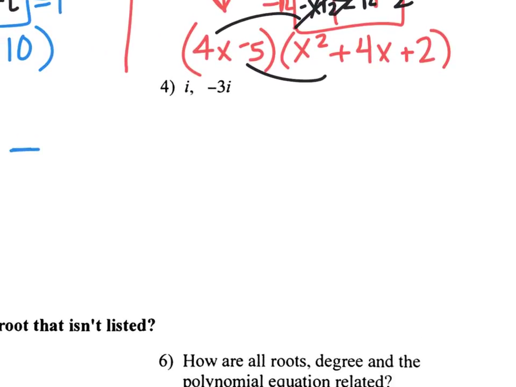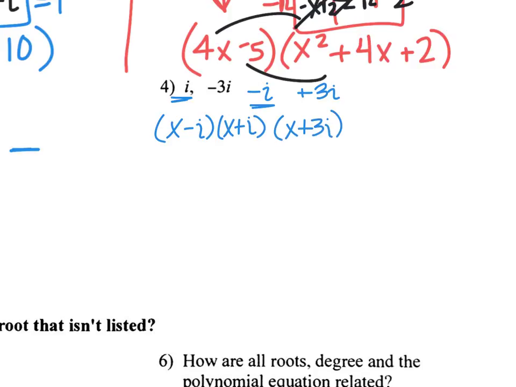So on this one, we've got two roots that are missing. There's a negative i and a positive 3i. So when I go to write my factors, I'm going to pair the conjugates together. So I'm going to do x minus i, x plus i, and then x plus 3i, x minus 3i. And then we'll multiply. Since these are conjugates, you can pair those off together in the beginning.